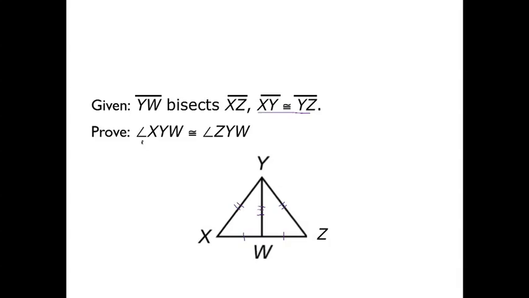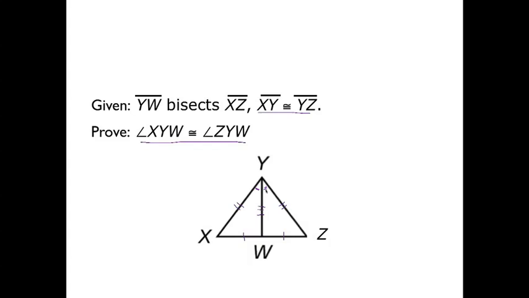What I'm trying to prove is not that the triangles are congruent, but that these particular angles, XYW, which is the angle up here, is congruent to ZYW, the angle here. My goal is to prove they're congruent. Well, if these two triangles are congruent, then their corresponding parts are congruent. So I'll be able to make the statement that those two angles are congruent to each other by CPCTC: corresponding parts of congruent triangles are congruent.